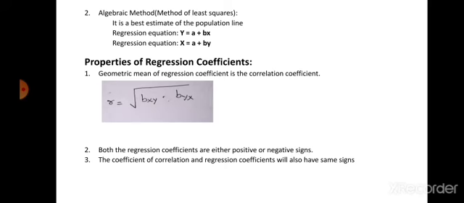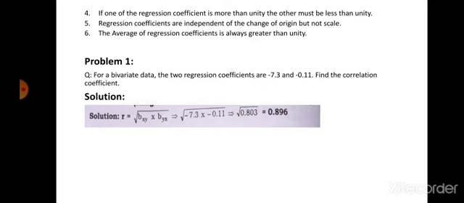If one of the regression coefficients is more than 1, the other one will necessarily have to be less than 1. Next, regression coefficients are independent of the change of origin but not of scale.